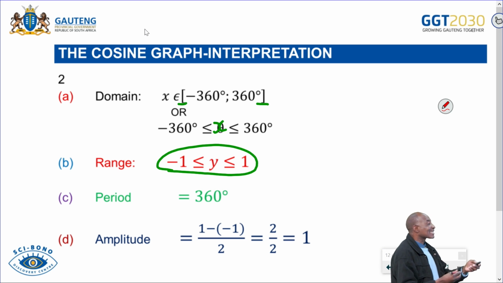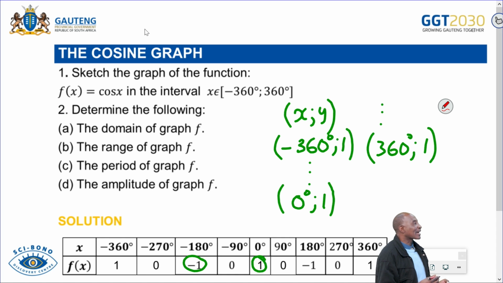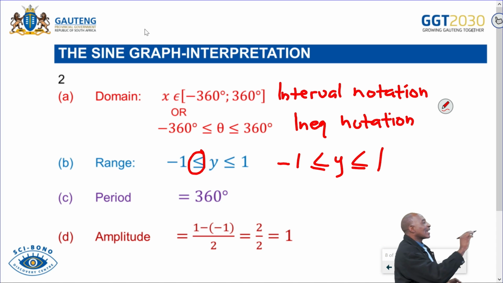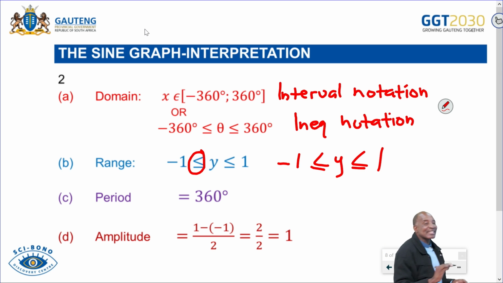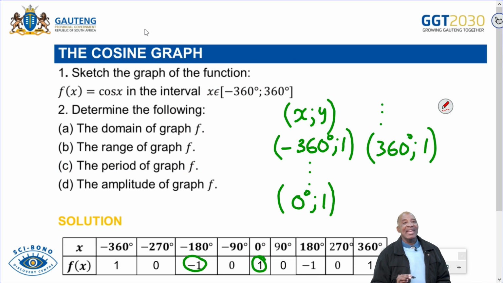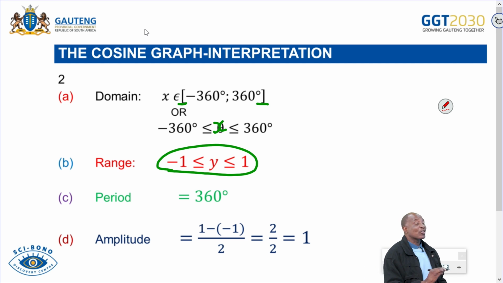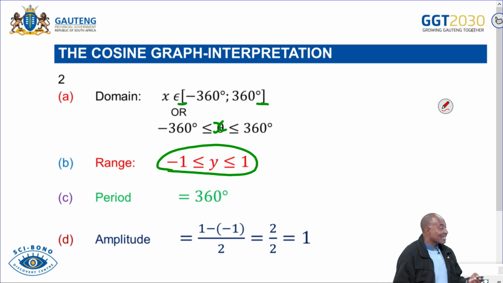So we are realizing some similarities here between the two functions. Both functions share the same domain that was given here, and then both functions have the same range. Both functions have a period of 360 degrees, meaning they complete their cycles, whatever cycle, after 360 degrees. Both functions have an amplitude of 1. That's what I have observed so far as we are doing this together. Right, we're moving on to the next graph.